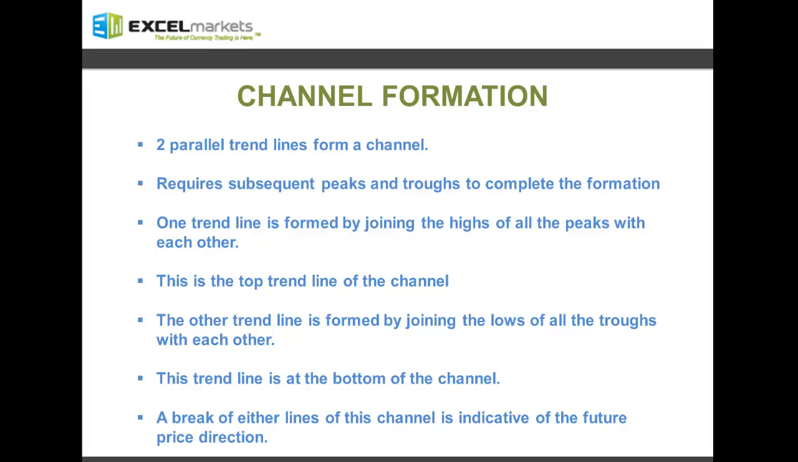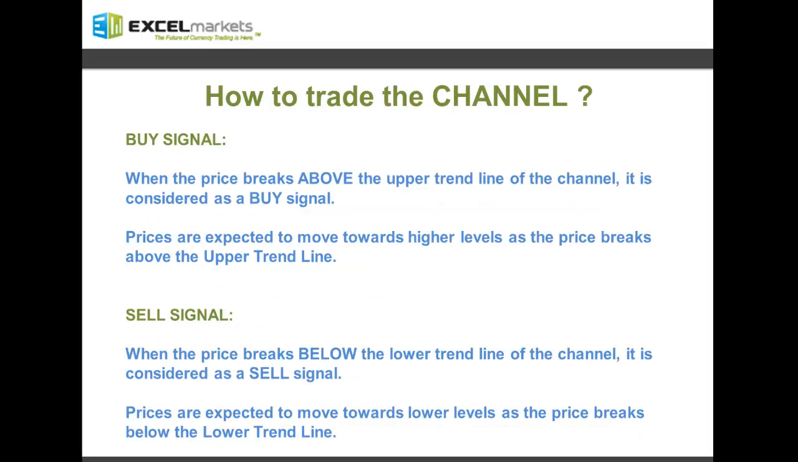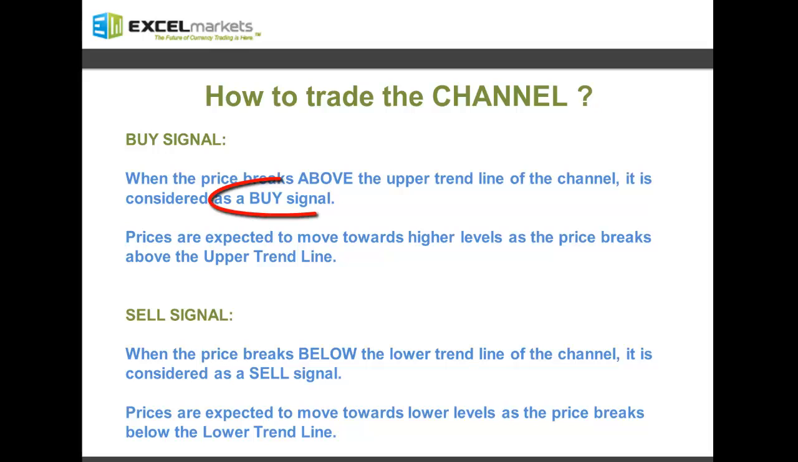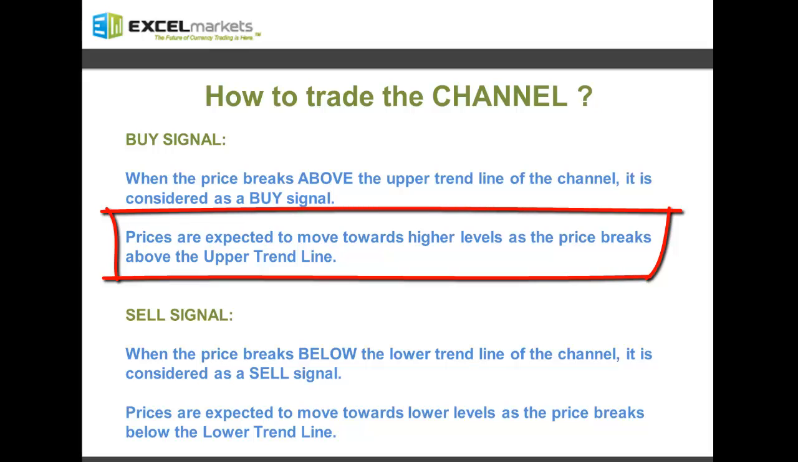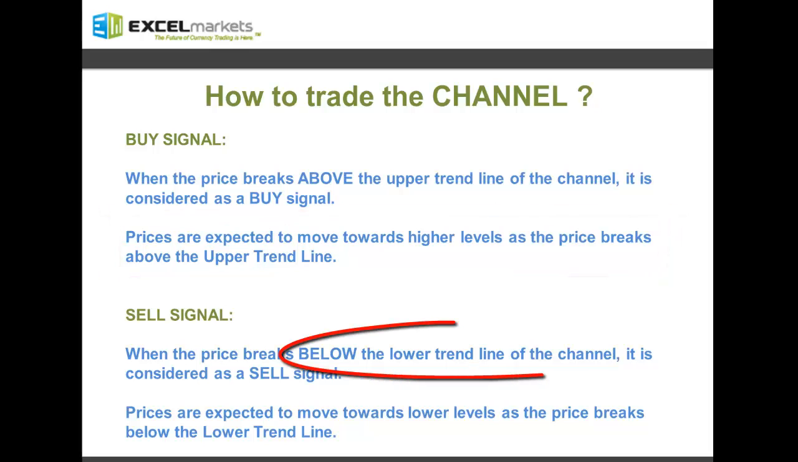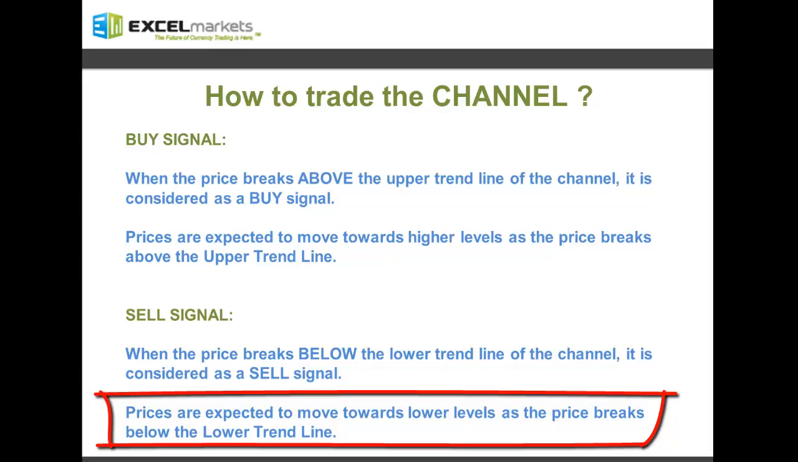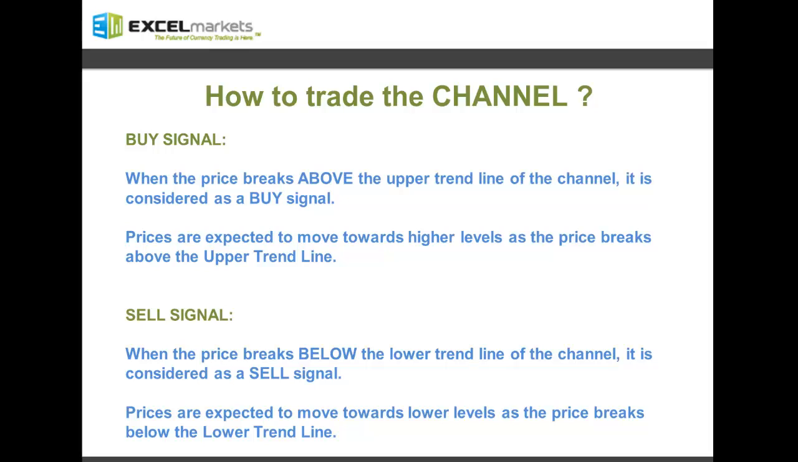A break of either of these trend lines of the channel is indicative of a reversal in the price direction. When the price breaks above the upper trend line of the channel, it is considered as a buy signal. Prices are expected to move towards higher levels as the price breaks above this upper trend line. Alternatively, when the price breaks below the lower trend line of the channel, it is considered as a sell signal. Prices are expected to move towards lower levels once the price breaks below this bottom or the lower trend line of the channel. Let's get back to the trading platform to understand how this works.